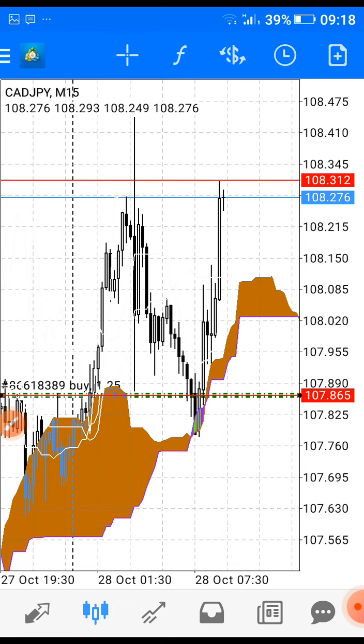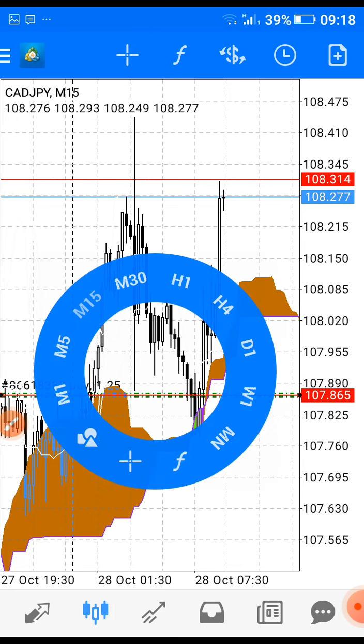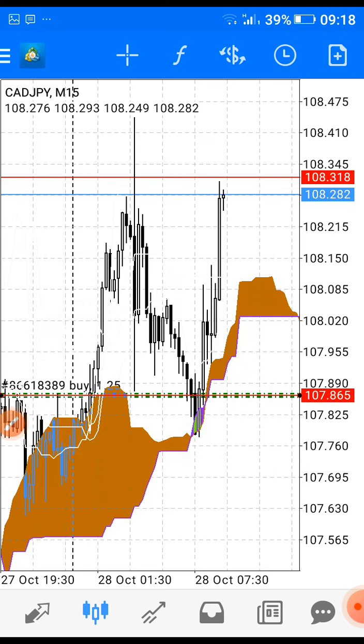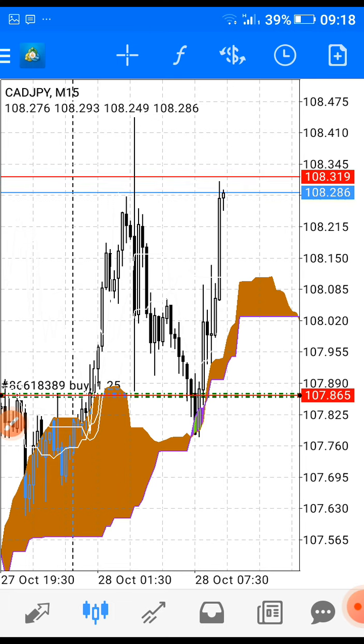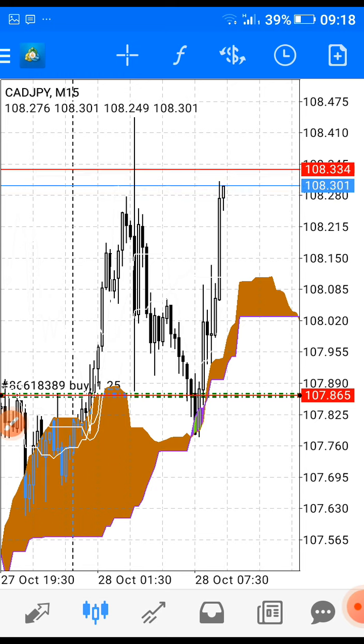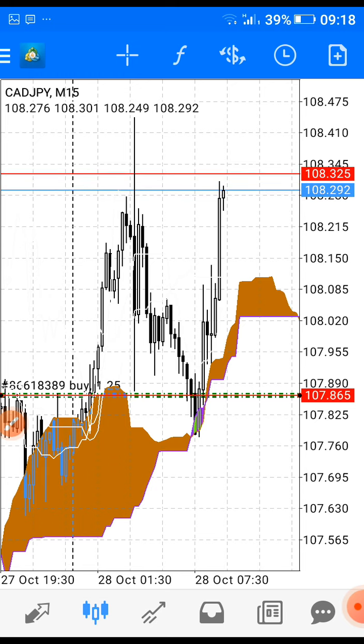This is how I use Ichimoku. Whenever the Ichimoku is below my chart, I will look for a long position, but there are still some conditions to be met before I enter. There are technicalities involved, so I'm going to teach you. Whenever the Ichimoku is below my chart, I look for a long position, and whenever it is above my chart, I look for a short position.